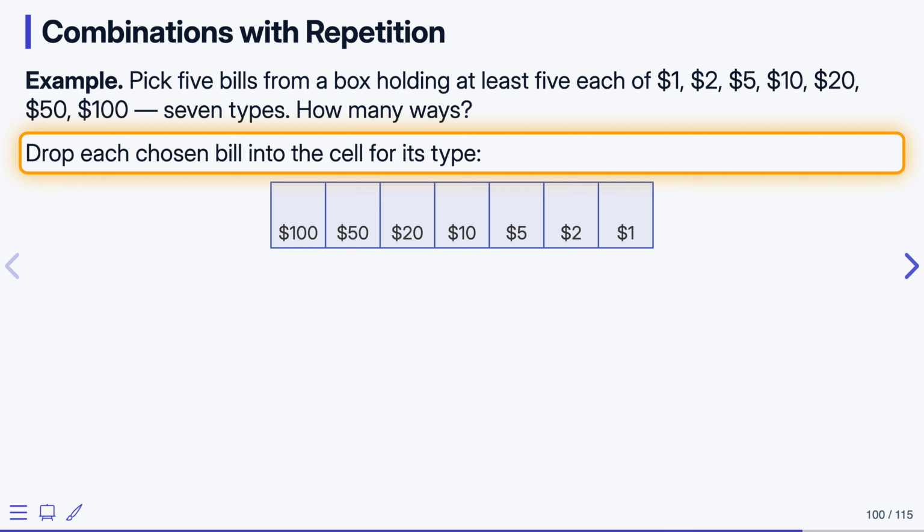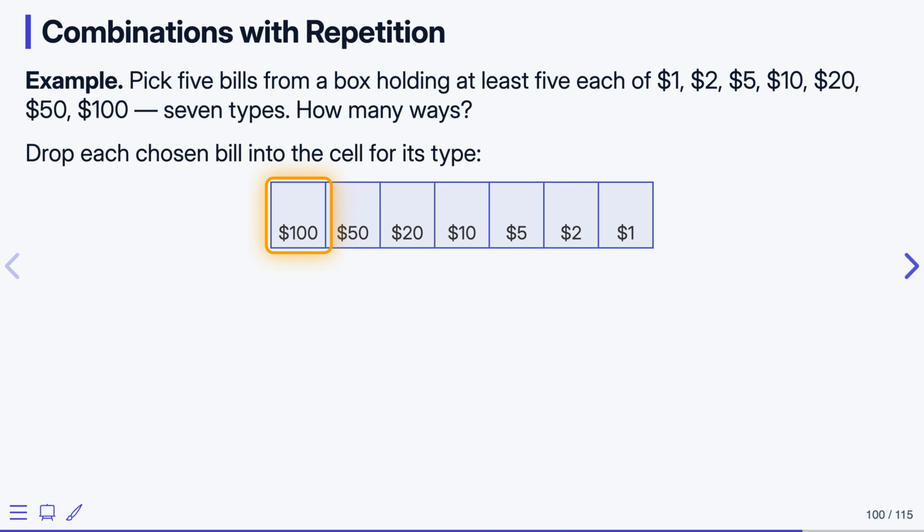To see the trick, picture a cash box with 7 cells, 1 for each type. Drop each chosen bill into its cell. This first cell is for the $100 bills. The next slide turns that picture into a count.